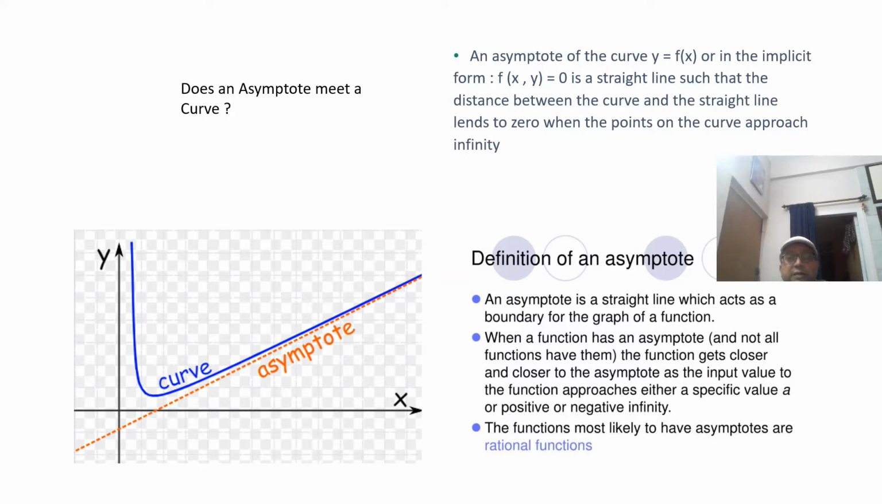And the curve has its boundaries required. When you are tracing the curve, you know that the asymptote will act as the boundary for the graph of a given function. And when the function has an asymptote, the function gets closer and closer to the asymptote, and the limiting value, you will see that it is tending to either a specified value or positive or negative infinity, and asymptotes are found most likely in the case of rational functions.